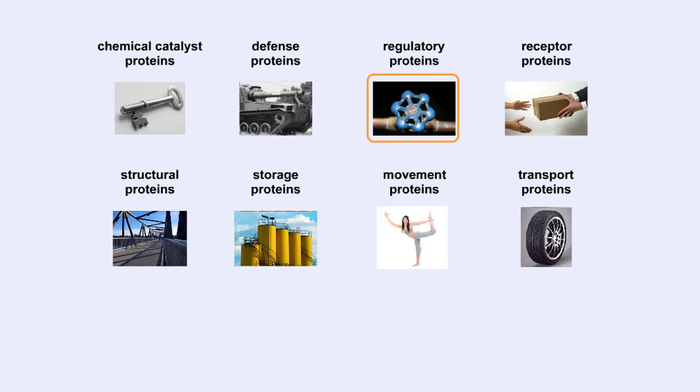Control gene expression. Coordinate cellular activities. Transcription factors. Insulin. Signal reception. Chemicals in the brain bind to receptors like the dopamine receptor in nerve cell membranes. And movement. Actin and myosin in muscle tissue. Microtubules pull chromosomes during mitosis. Molecules, ions. Hemoglobin carries oxygen to tissues. Glucose transporter carries glucose across cell membranes.